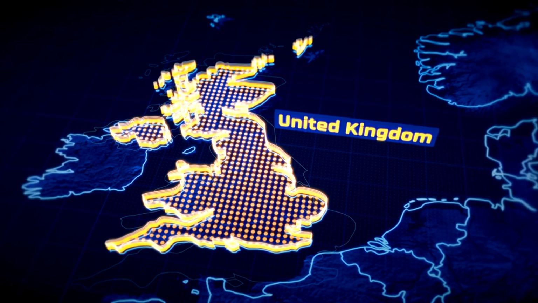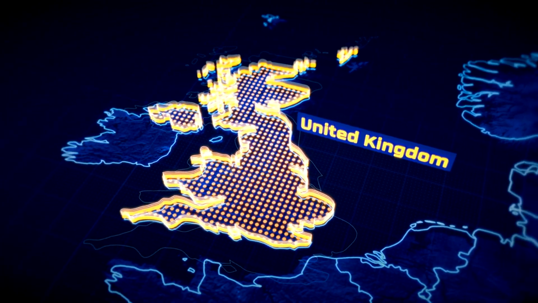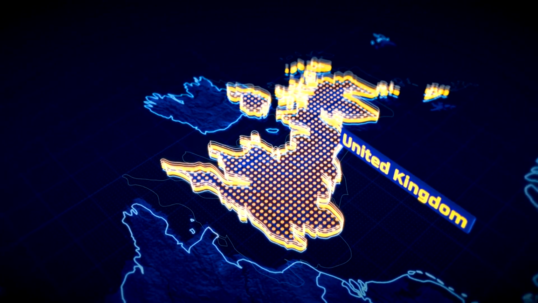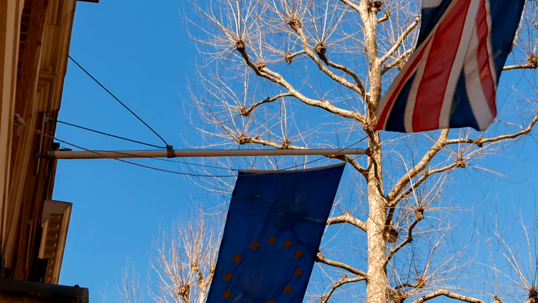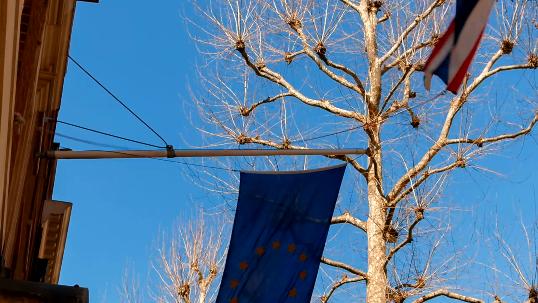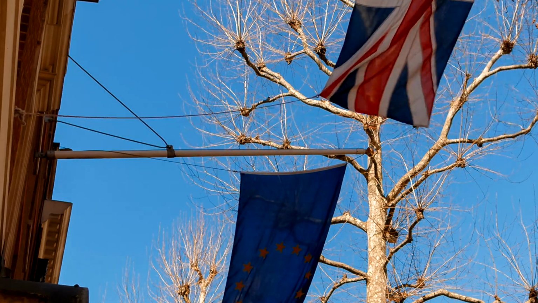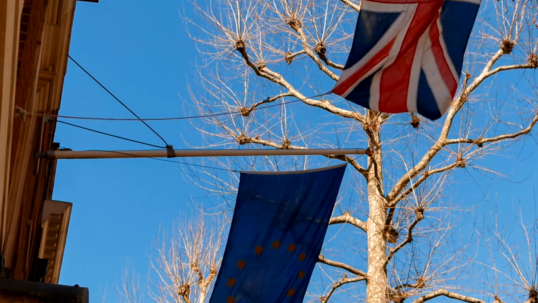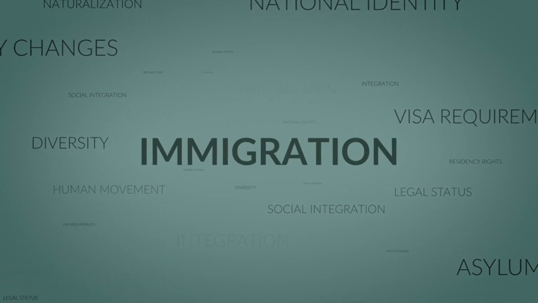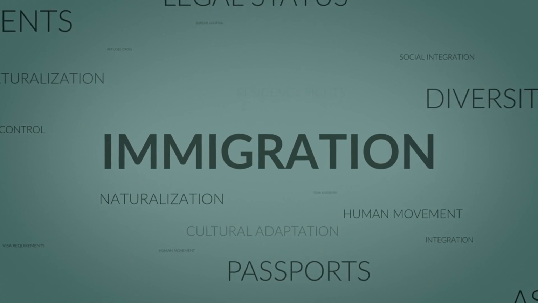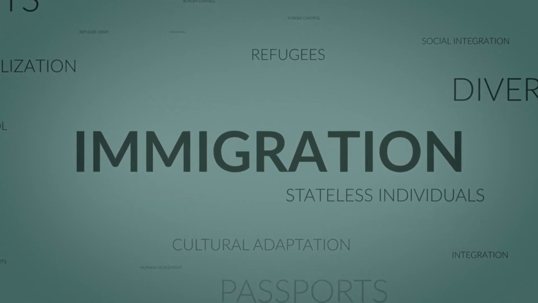Impact on trade and immigration. Brexit has resulted in changes to trade, immigration, and regulatory frameworks. The UK is no longer part of the EU's single market and customs union, which has led to new customs checks, tariffs, and regulatory divergence. The government has introduced a new points-based immigration system, ending freedom of movement between the UK and the EU.